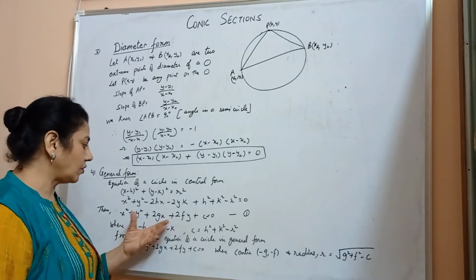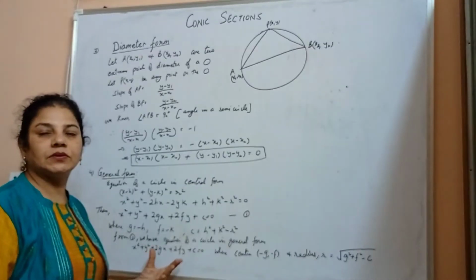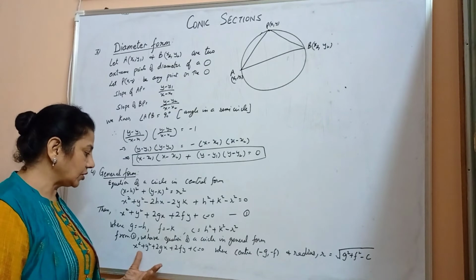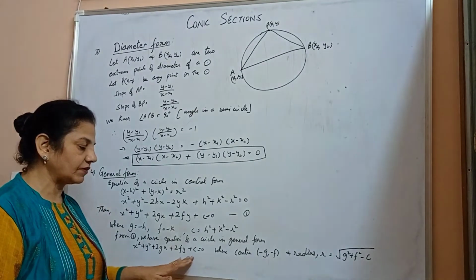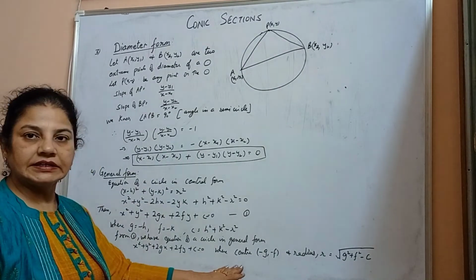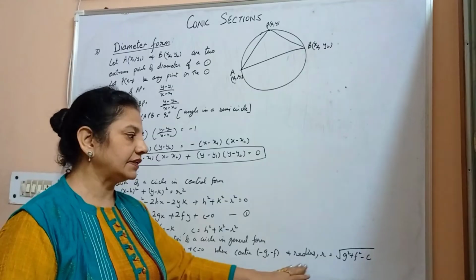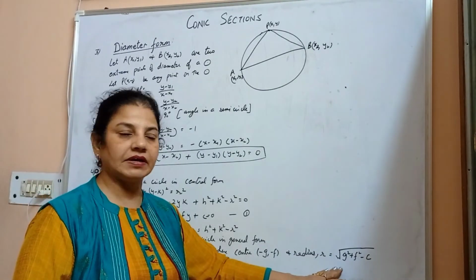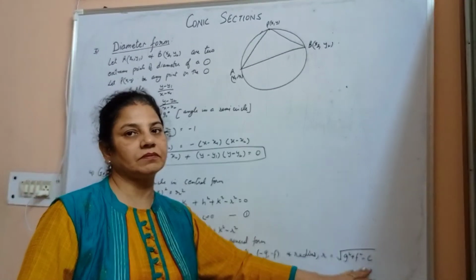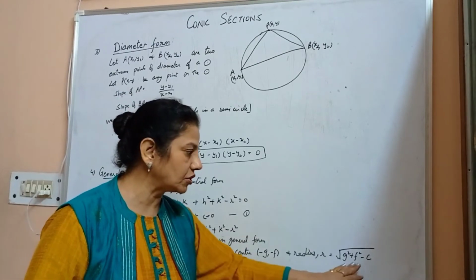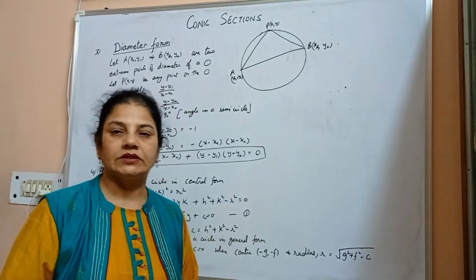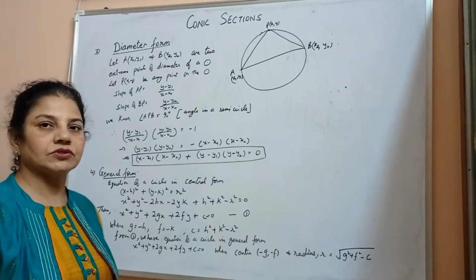Now from this we get the general equation of a circle in the form x square plus y square plus 2gx plus 2fy plus c is equal to 0, where the center is (minus g, minus f) and the radius r is given as the square root of g square plus f square minus c. So this is how we calculate the general equation of a circle.